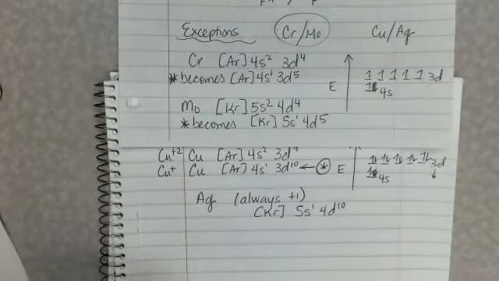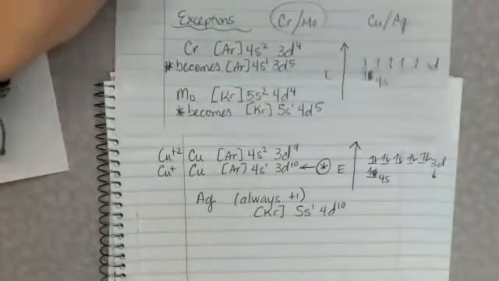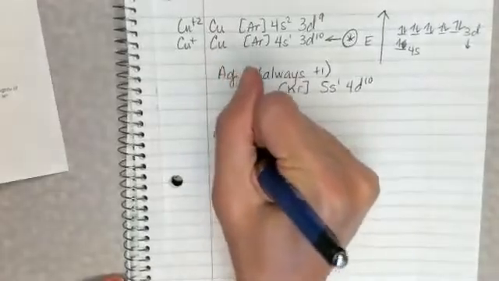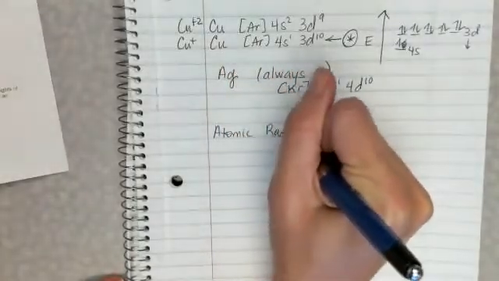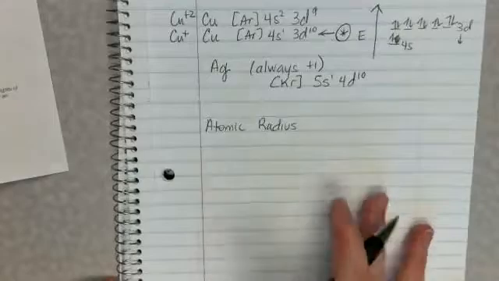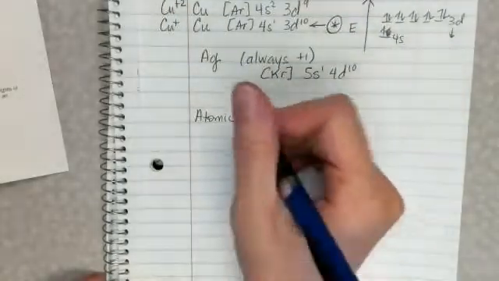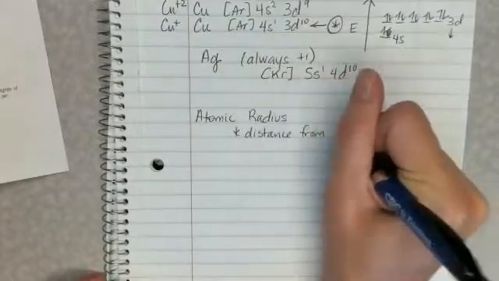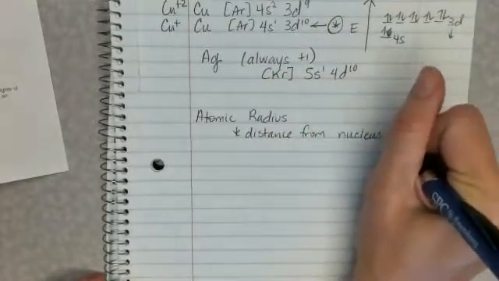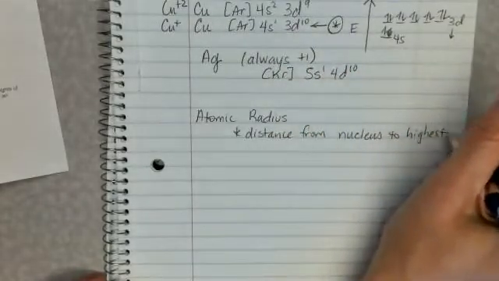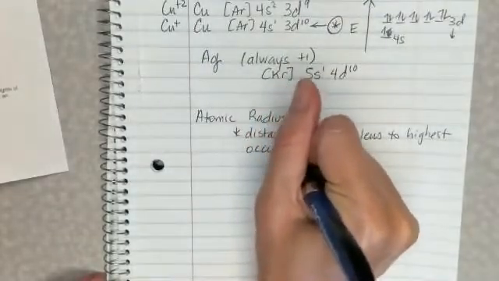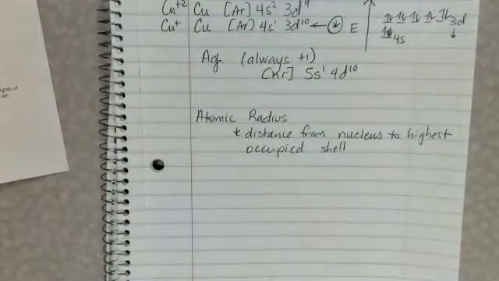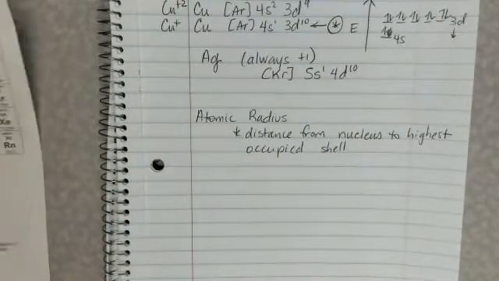All right. Then for the trends. Okay, so the trends on the periodic table, the first one we have is atomic radius or atomic size. All right, and I like mnemonics that help me remember things. So what we're looking at here is the distance from the nucleus to the highest occupied shell. All right, so when we do this, we're just looking at qualitative trends.